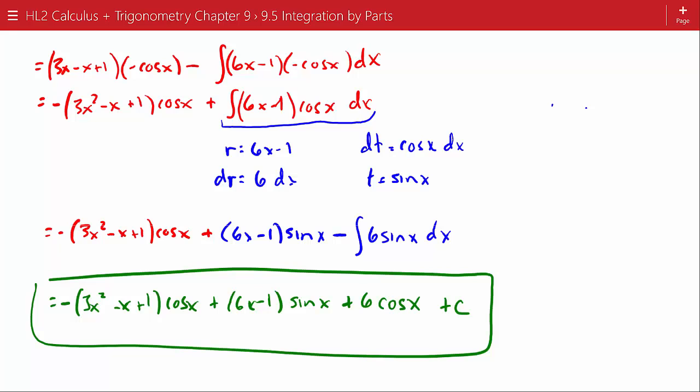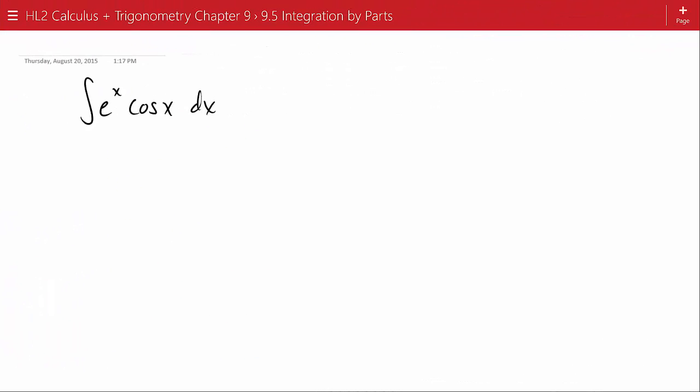And to get there, we had to use integration by parts, not once, but twice. So here we go. e to the x cosine x dx. This one, ladies and gentlemen, this one is even awesomer, more wicked than the one that we just got done with. So what are we going to do?